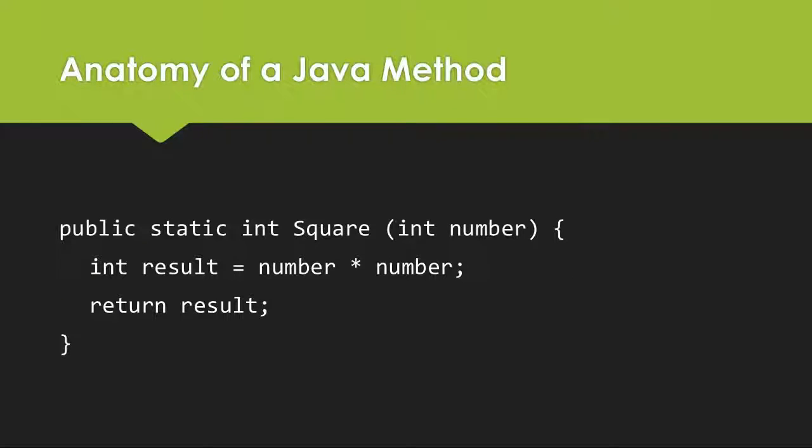So let's talk about the pieces and parts of a typical Java method. The method you're looking at right here is defined as square, and it takes in a number of type integer. And then it does some work and returns a result.